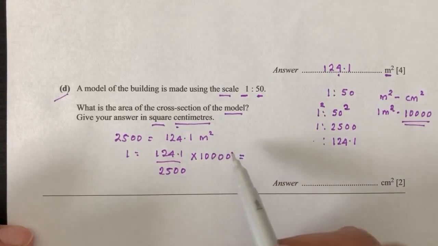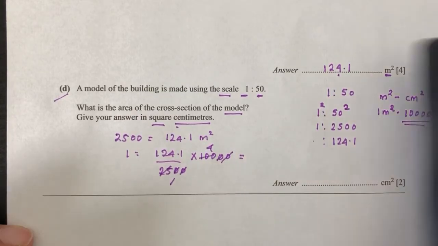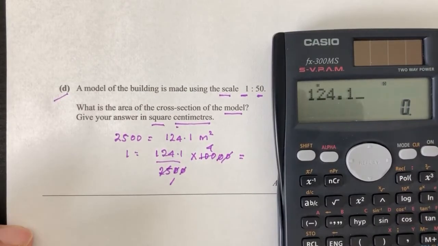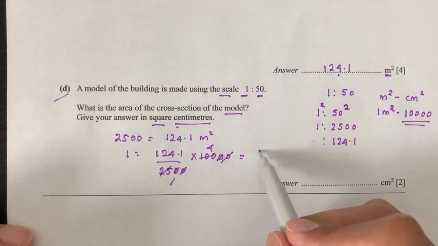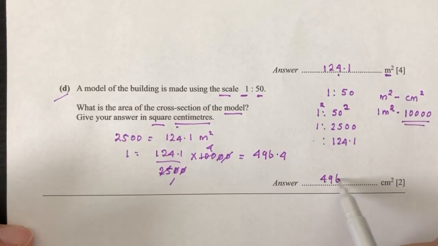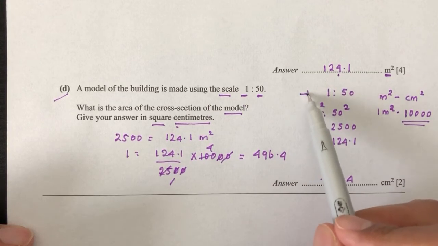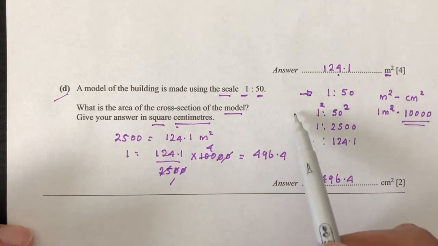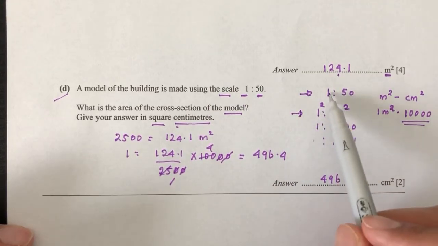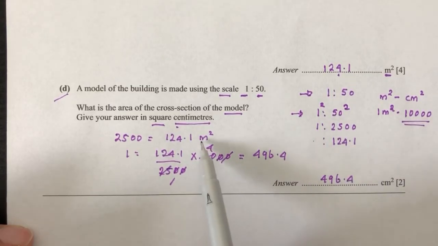So let's do that. Simplify. This will be 4, so that will be 124.1 times 4. That will be 496.4. So this will be your answer for part D. The main point is, when you have a scale for the length, you have to find the ratio of the areas by squaring the scale and then comparing and changing the units from this to this. That will be part D.